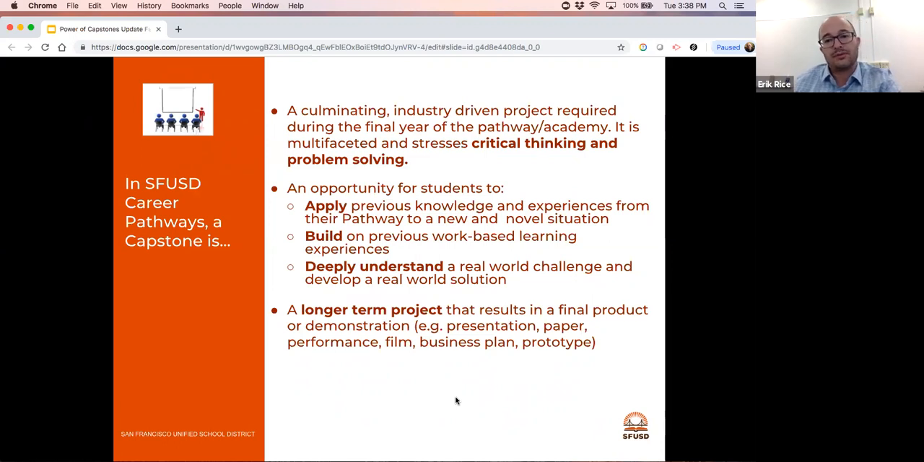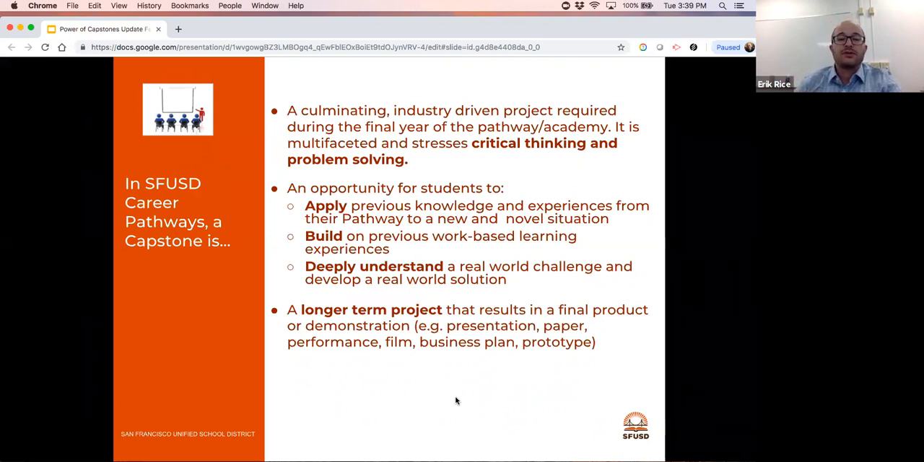But just to get some common terminology when we talk about Capstone, because that might be different in different contexts, in our pathways we really think of this as a culminating industry-driven project that's required during the final year of a pathway or academy. And we're really pushing on that aspect of critical thinking and problem solving.